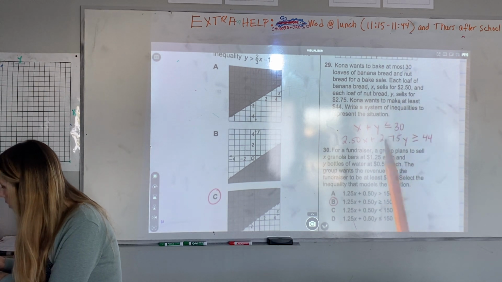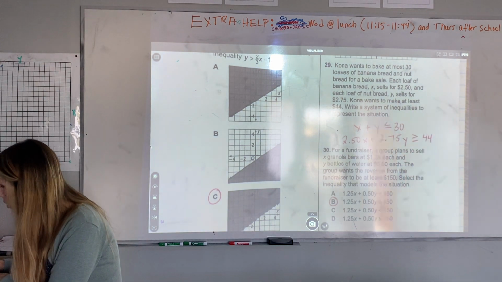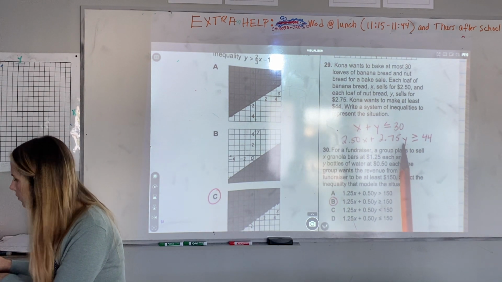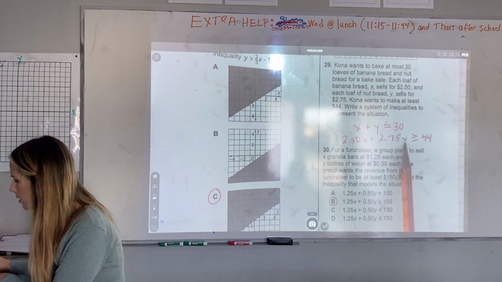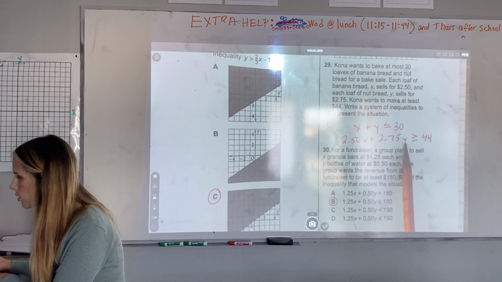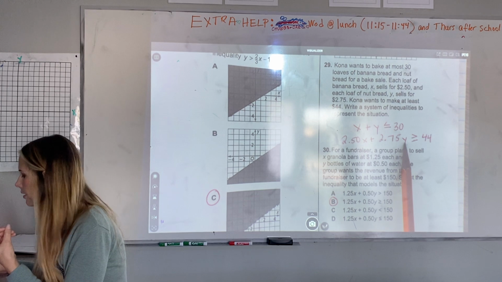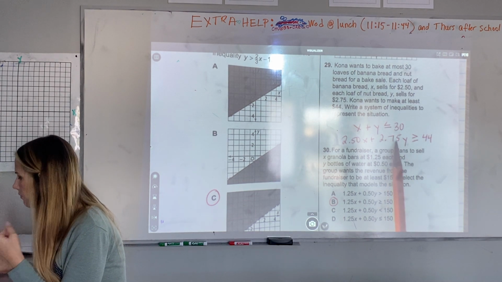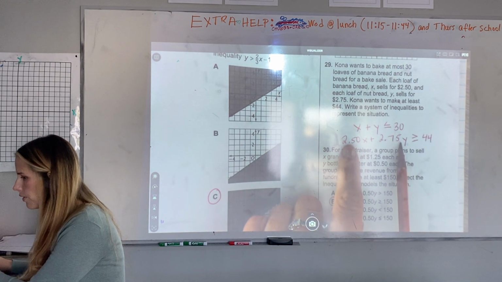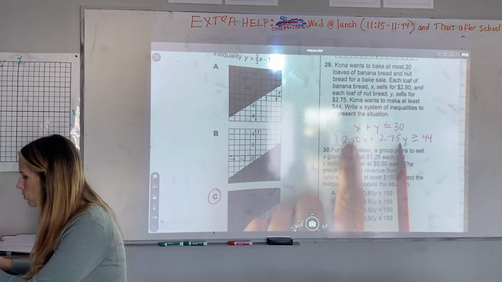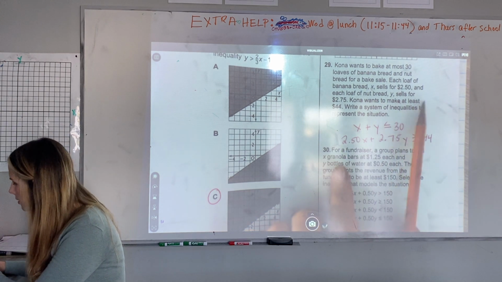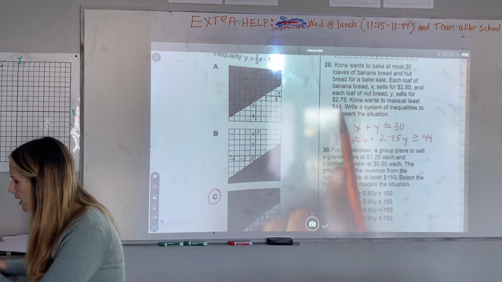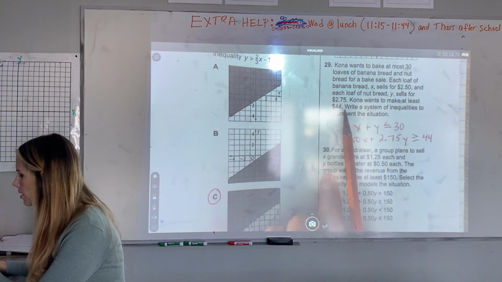And then each loaf of nut bread, which is the Y, sells for $2.75. So however many loaves of the nut bread she makes, each loaf costs $2.75. So the total money that she makes for selling those will depend on how many loaves she makes, and each one is $2.75. The total money that she brings in for each of those loaves of bread, it says she wants to make at least $44.